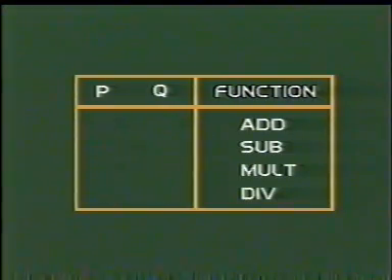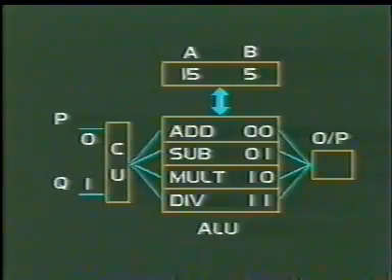Let us say if the combination is 0, 0, that is PQ is 0, 0, ALU adds. If PQ is 0, 1, it subtracts. If PQ is 1, 0, it multiplies. And if PQ is 1, 1, it divides. These 0, 0, 0, 1, 1, 0, 1, 1 are known as operation codes. Do you know what decodes the operation code and selects the function? This is done by control unit.